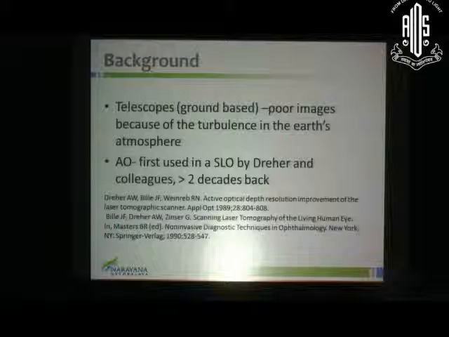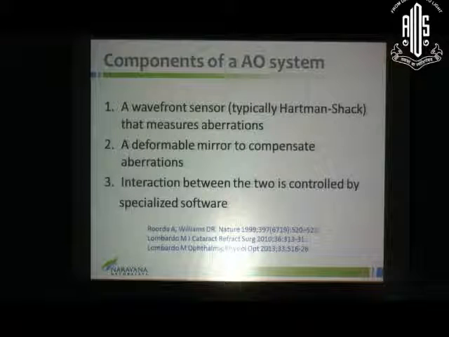The background of how adaptive optics actually started getting used was in ground-based telescopes, where they were getting poor images because of the turbulence in the Earth's atmosphere. In ophthalmology, adaptive optics was first used in an SLO by Dreher and colleagues almost 2 decades back. Now, what are the components of an AO system?